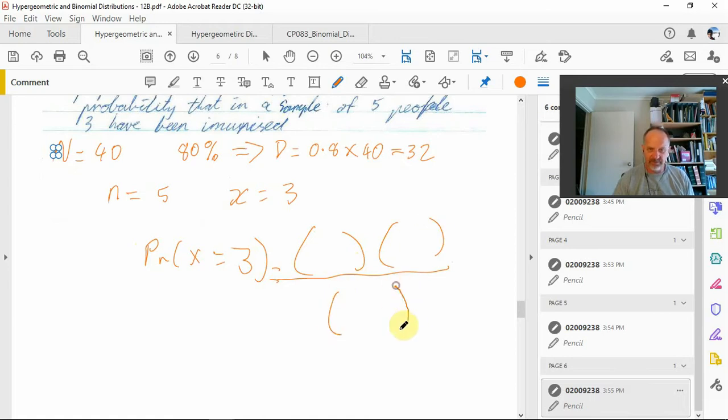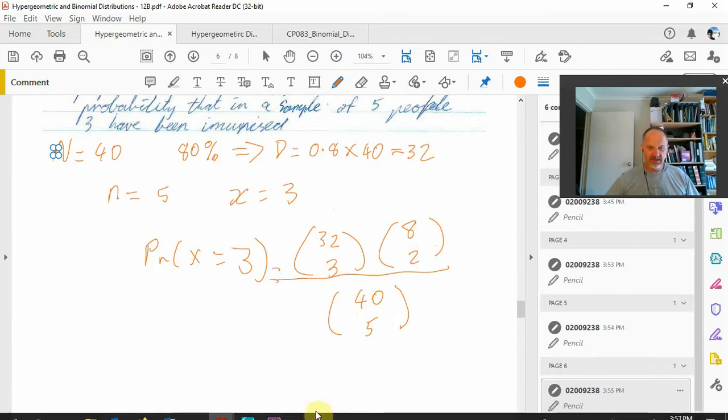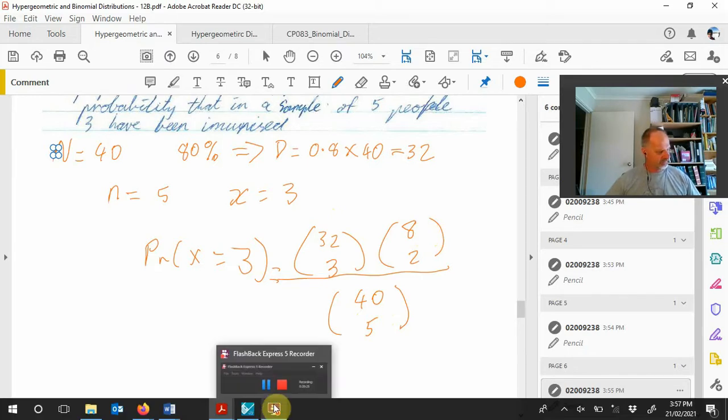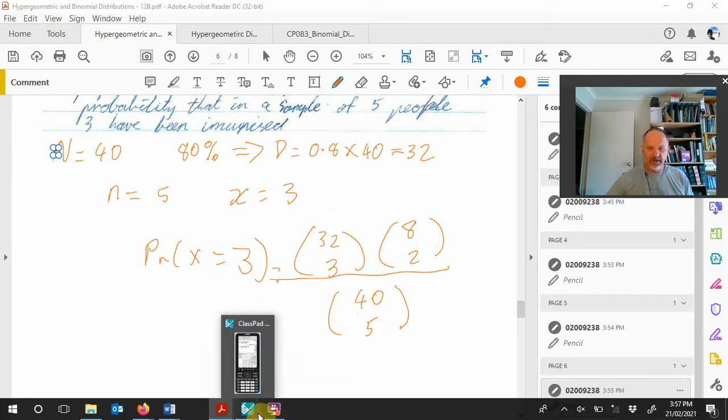on the bottom, we've got 40 people and our sample size is 5. On the top, we've got 32 immunised, and we're interested in 3. And if we've got 3 immunised, then we've got to have 2 that are not immunised, and there's got to be 8 of them. So let's go to our calculator and have a look at how we might use that.